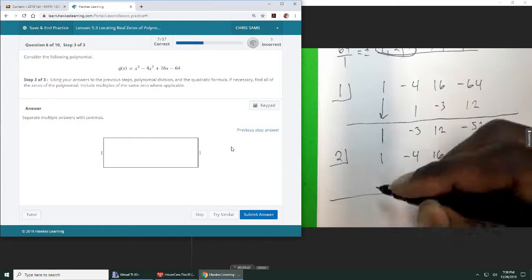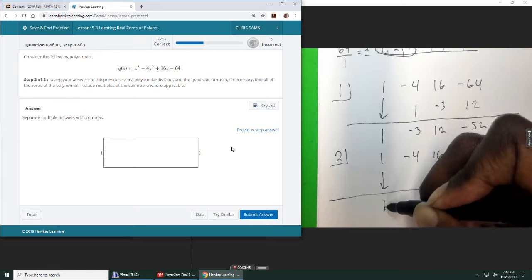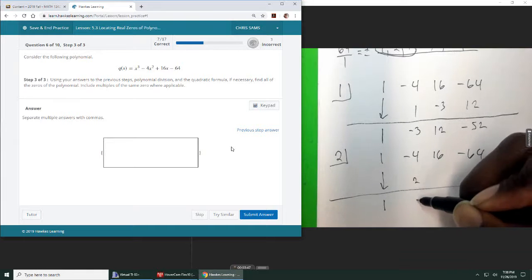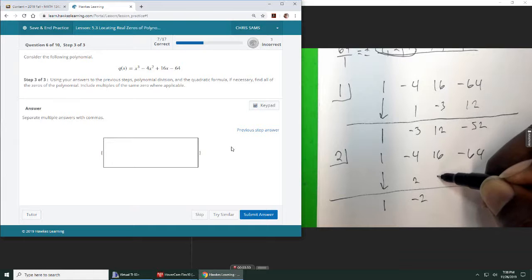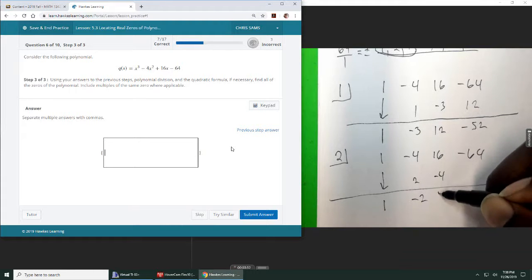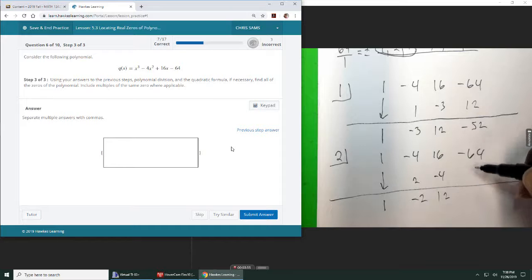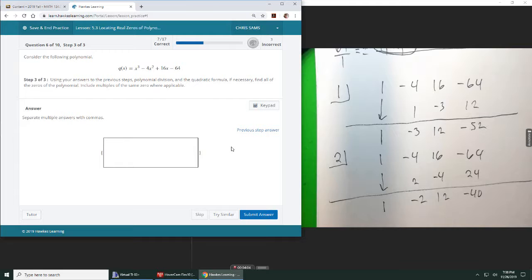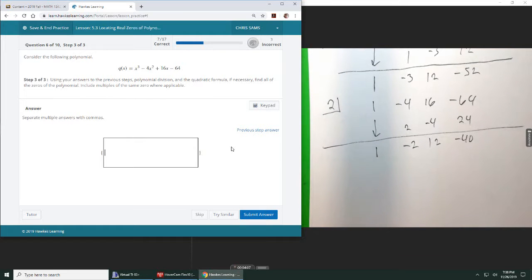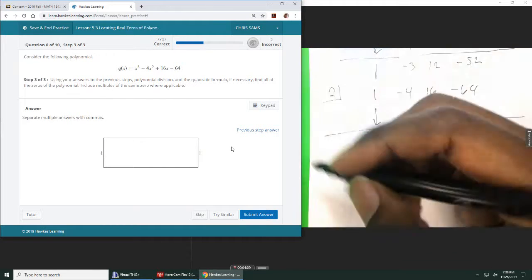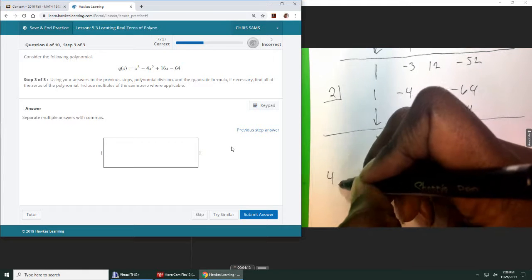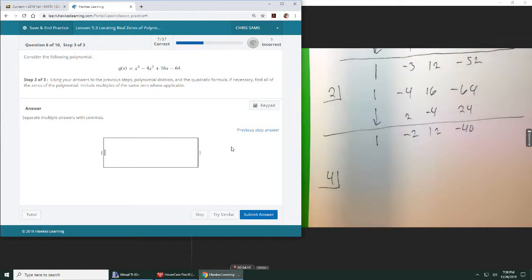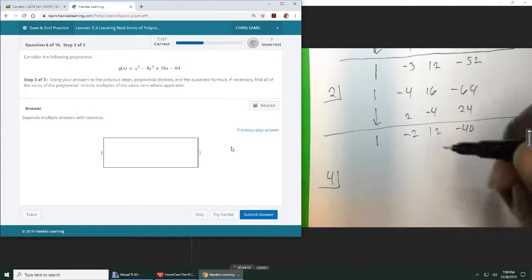Do it with 2. Bring down the 1. 2 times 1 is 2. Combine these, we get -2. 2 times -2 is -4. Combine these, we get a positive 12. 2 times 12, positive 24. Combine these, we get -40. Okay, so we don't get a remainder of 0. So that indicates that 2 does not work, okay, which means 4 is the only one that's left. So either 4 works, or there's no real positive zeros.